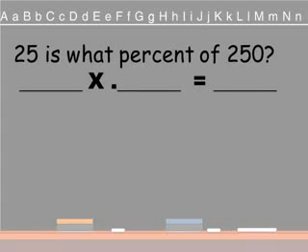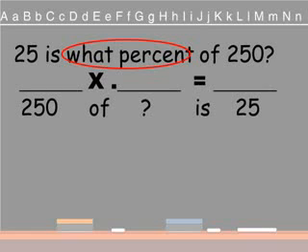Here is another sentence that we're going to read from left to right, and now we're going to fill in the blanks. But first we have to figure out what we're looking for. In this case, 25 is what percent of 250? What percent? So in this case, we're looking for the percent. So when we fill in our blanks, 250 of question mark is 25. So we've noticed that you put numbers and symbols in different places based on the question.